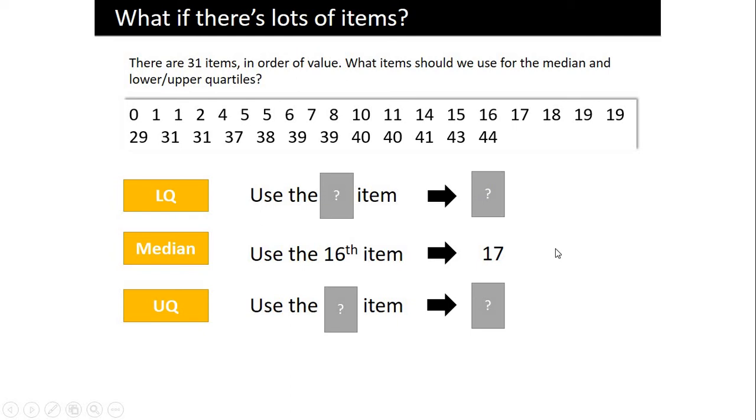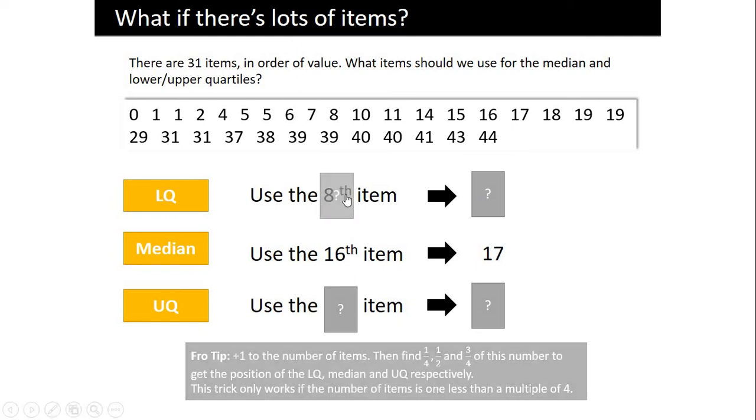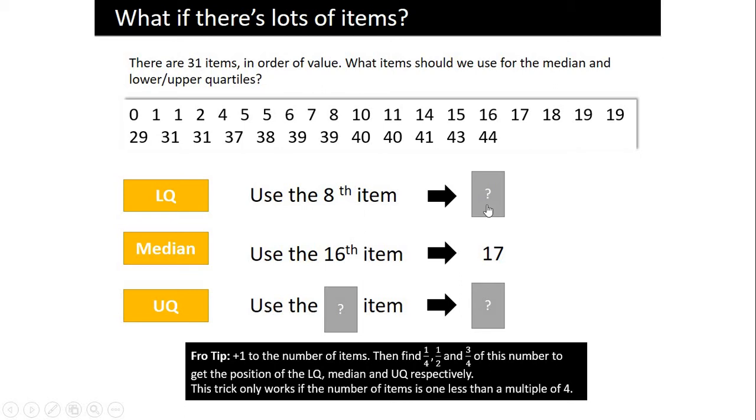Now we do this in the same way for the lower quartile and the upper quartile. So we add 1 to the number of items, so still 32, and the lower quartile is 25% away along the data, so a quarter of the way. So if we work out a quarter of 32, we will use the 8th data item, which is the value 6.